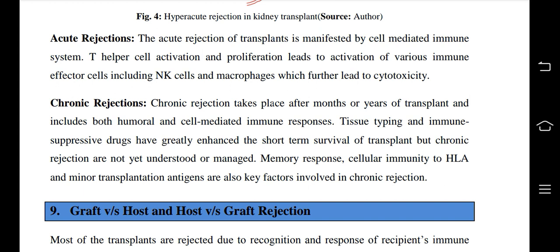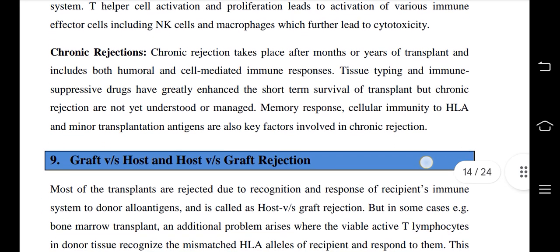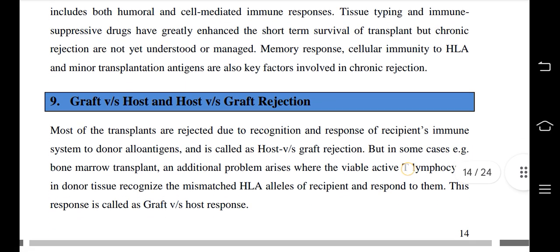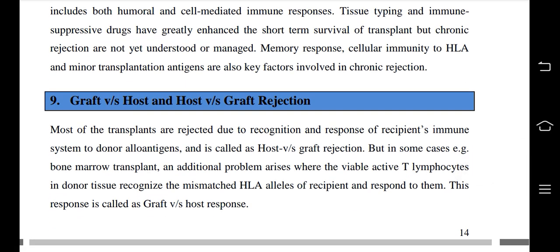Then chronic rejection. Chronic rejection takes place after months or years of transplant and includes both humoral and cell-mediated immune responses. Tissue typing and immune suppressive drugs have greatly enhanced short-term survival of transplant, but chronic rejection is not yet understood or managed. Memory response, cellular immunity to HLA and minor transplantation antigens are also key factors involved in chronic rejection.